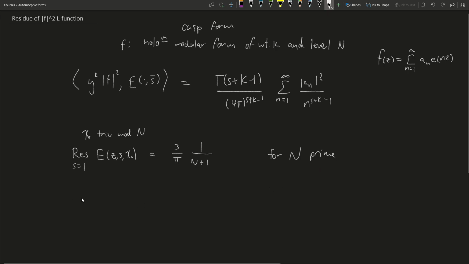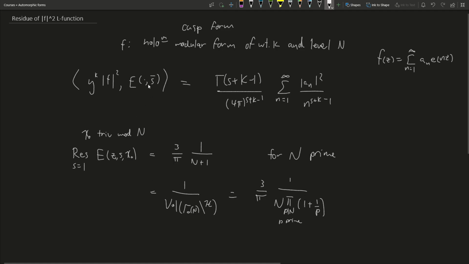and in general it is equal to 1 over the volume of gamma naught n quotienting the upper half plane, which is equal to 3 over pi times 1 over n times the product over primes p dividing n of 1 plus 1 over p. And we didn't prove this, but it is true.